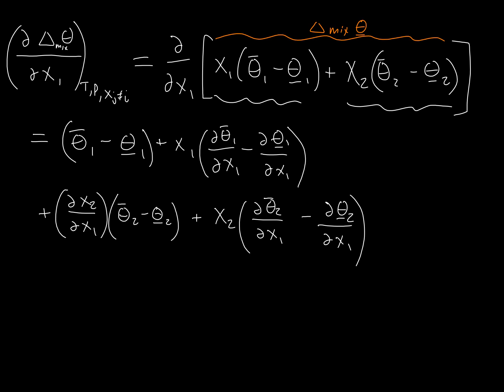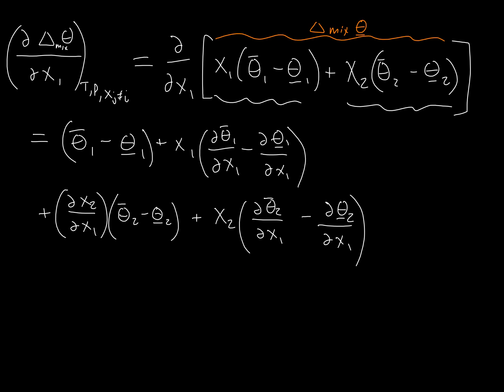Over bar or under bar? Nope, that one stays. Yep, because that is this one here, so this one has to stay as well. Because I cannot change the mixture behavior of one component without the other. If I change the composition of component 1, I have to change the composition of component 2, which means I'm changing the behavior of component 2. So this one has to stay also.